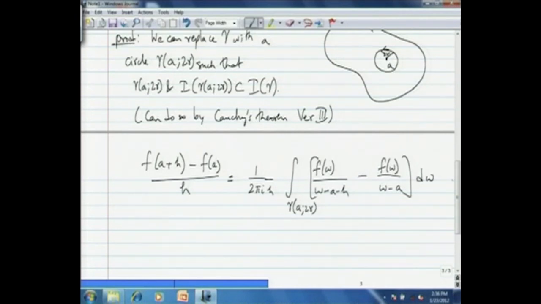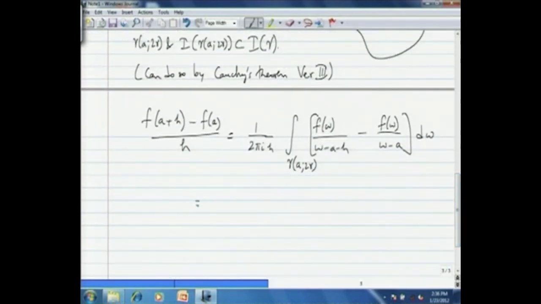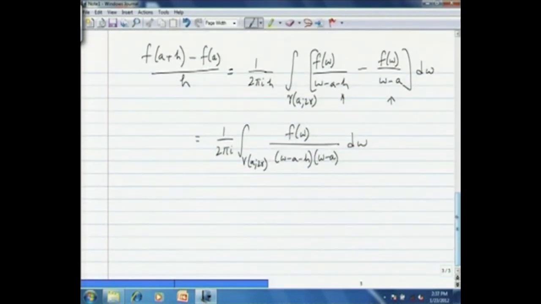So I am using Cauchy's integral formula twice, and upon simplification this gives 1 by 2 pi i. And this h in the denominator cancels with the h I am going to obtain when I subtract these two expressions, and then w minus a minus h times w minus a. Once you make these two expressions into one, you get an h in the numerator that cancels with the h outside, and then you get this dw. Now the idea is, when you take the limit as h goes to 0, the integrand will become w minus a whole square. So we will justify that.